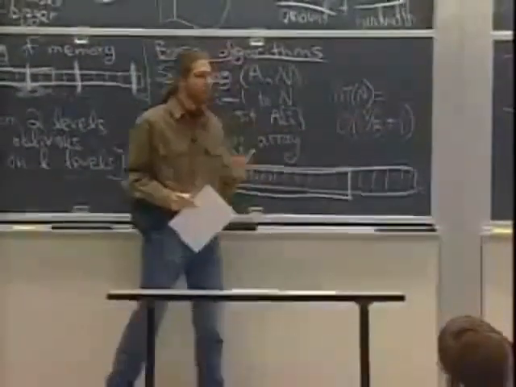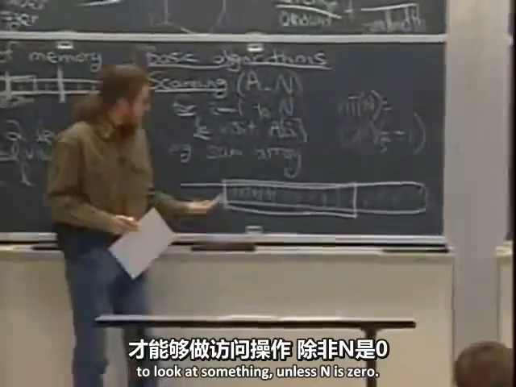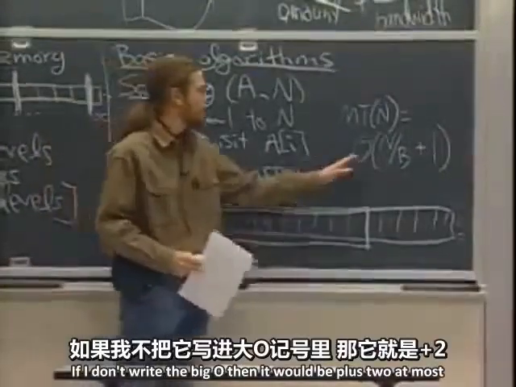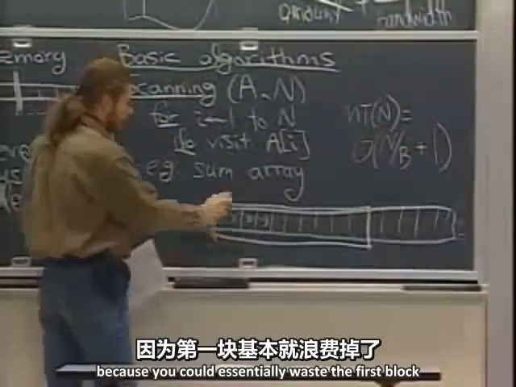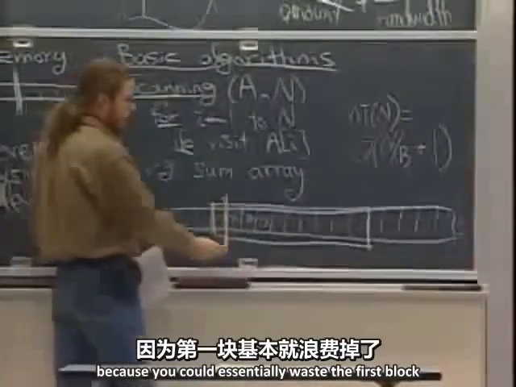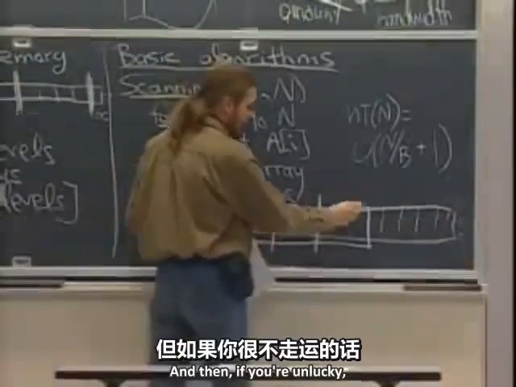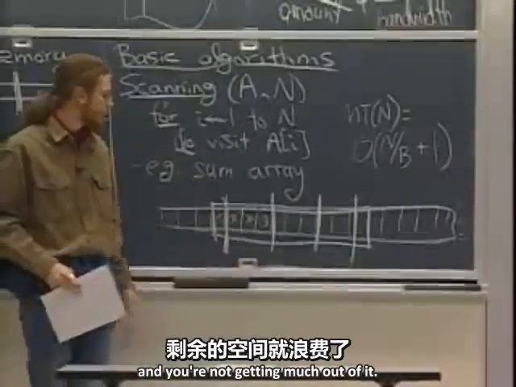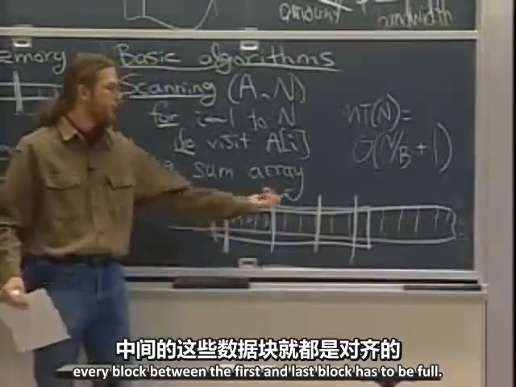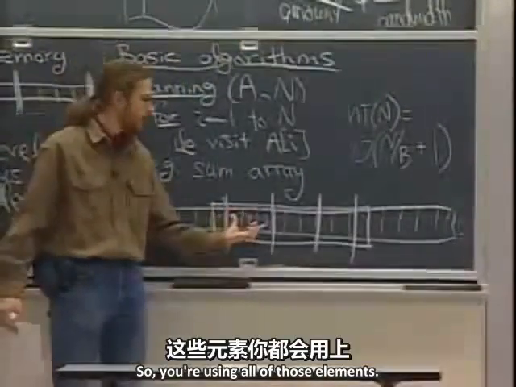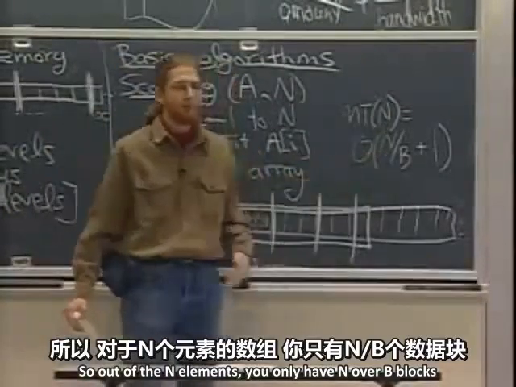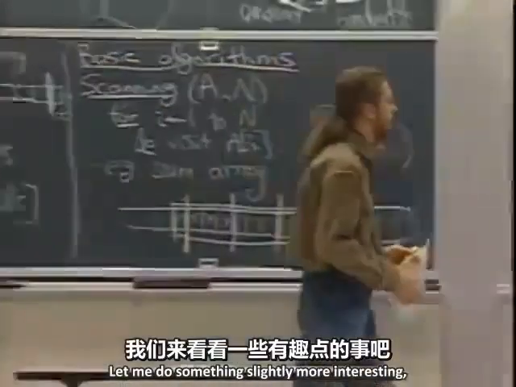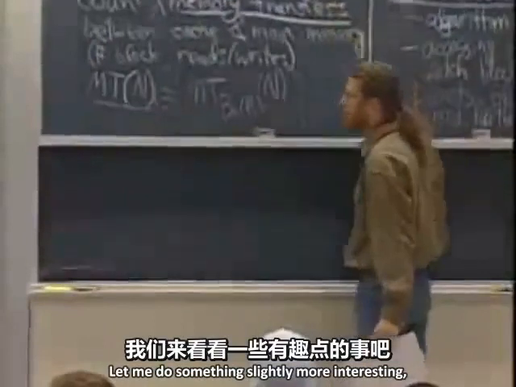Because we always need at least one memory transfer to look at something, unless n is 0. And in particular, it's plus 2 if you care about the constants. If I don't write the big O, then it would be plus 2 at most. Because you could essentially waste the first block, and then everything's fine for a while. And then if you're unlucky, you essentially waste the last block. There's just one element in that block, and you're not getting much out of it. Everything in the middle, though, every block in between the first and last block has to be full. And so you're using all of those elements. So out of the n elements, you only have n over B blocks, because a block has B elements. Okay? That's pretty trivial. Let me do something slightly more interesting.